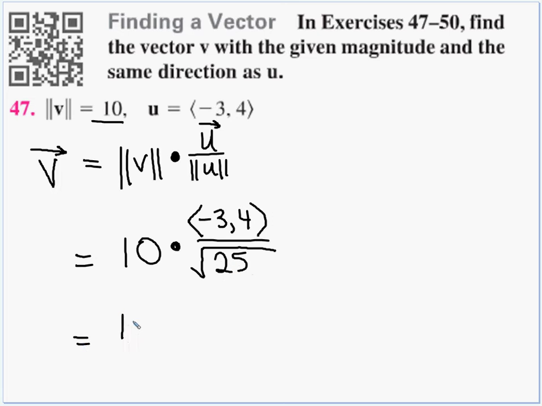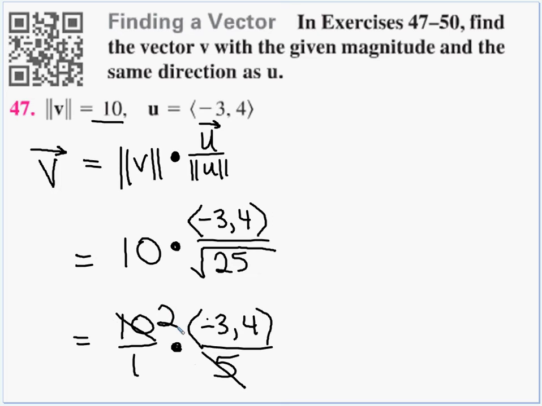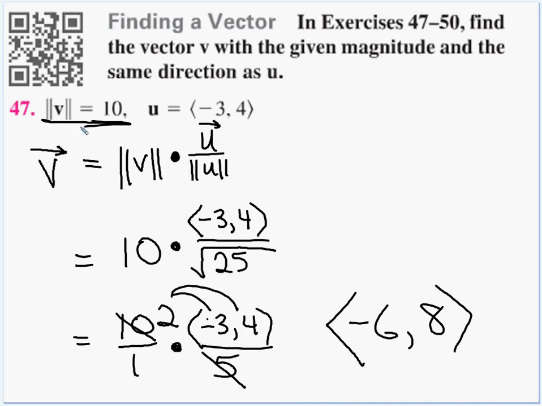So what we have is, let's put this 10 over a 1 times vector negative 3, 4. Square root of 25 is 5. So we can reduce here 10 divided by 5. That'll just turn into a 2. Distribute the 2. So our vector is negative 6 comma 8. Final answer. It has a magnitude of 10, and it has the same slope as this vector u.